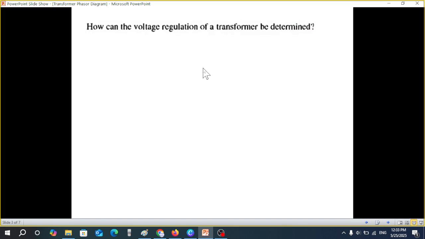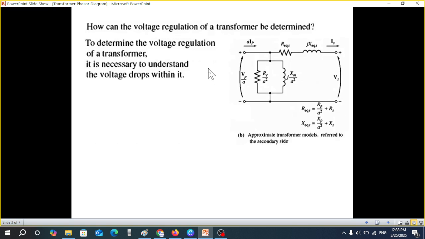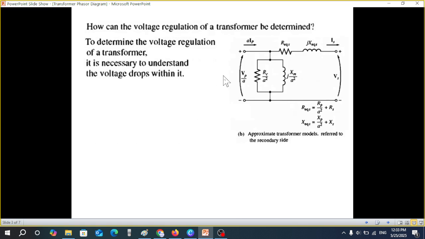Now, how to determine the voltage regulation? There are a couple of things that we have to keep in mind to determine the voltage regulation of the transformer. It is necessary to understand the voltage drop within it. So what is dropping this voltage is these parameters inside the transformer, which cause the voltage drop because of the losses inside.